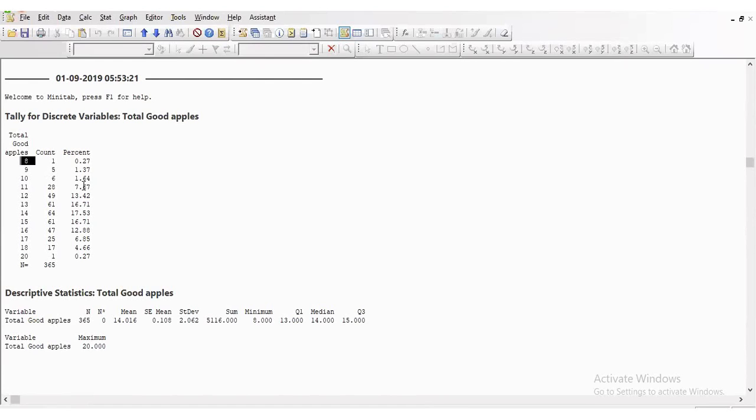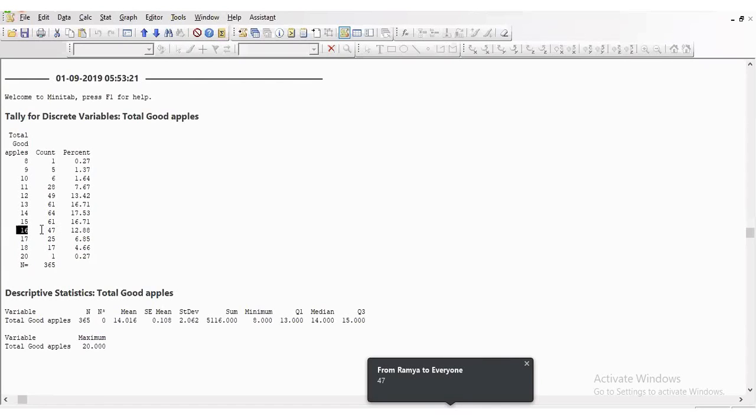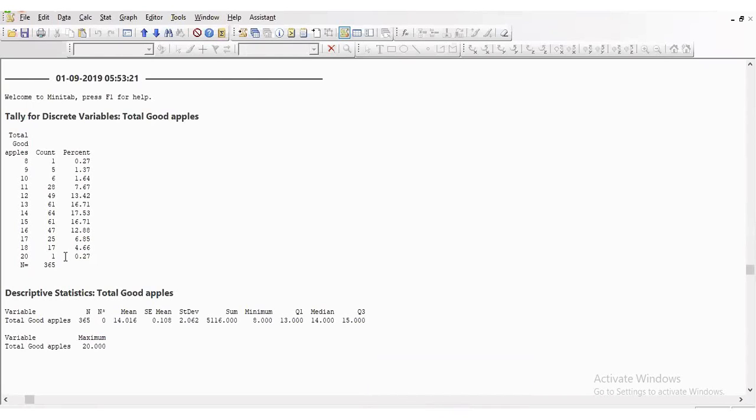What is the probability that on a given day he is going to sell how many good apples? How many days he sold 8 good apples out of 365? Only one day. You guys are understanding this? So what about this? How many days he sold this? 47. So how many times it appeared? It appeared 47 times. So this will become 47 divided by 365. This will become the probability. Yes or no? You guys understood this?